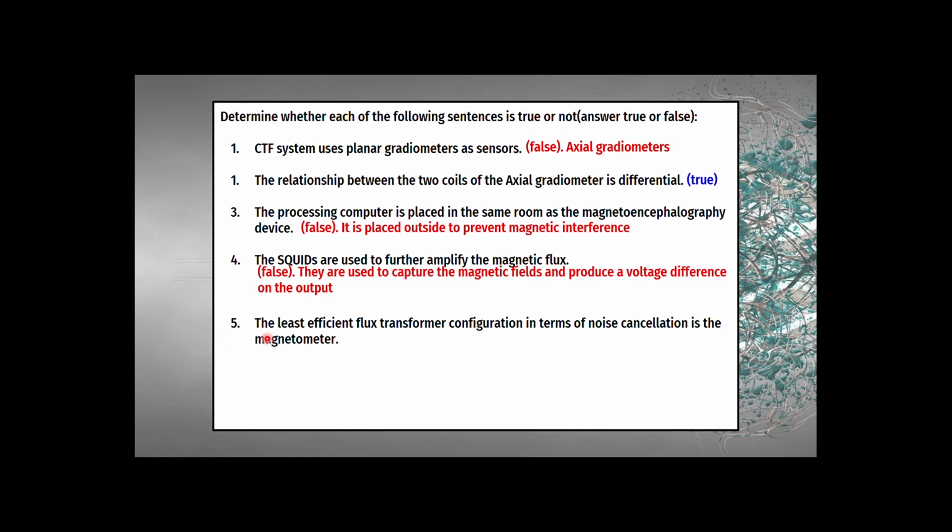Now, the least efficient flux transformer configuration in terms of noise cancellation is magnetometer. Now, we explained how the axial gradiometer and the planar gradiometer are used to cancel noises. Now, magnetometer actually has no means to do that. So it is indeed the least efficient flux transformer configuration in terms of noise cancellation.